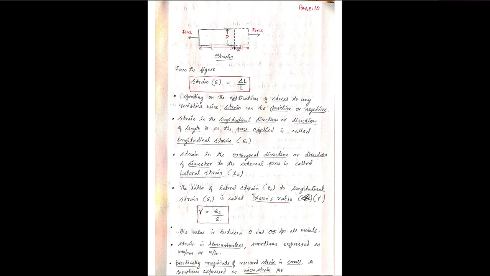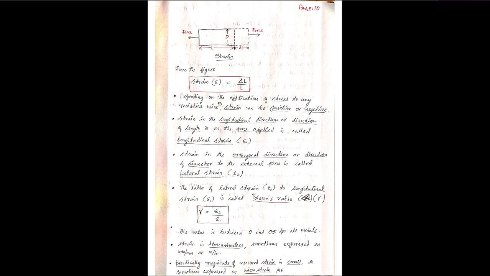A body, a material, is there with the length L and diameter D. When a force is applied, you can see the body of the material is deformed, that is, the length is increased. So delta L is the increase in length, and this is the strain here. From the figure we can define strain as epsilon, which is equal to delta L by L, that is, change in length divided by the original length.